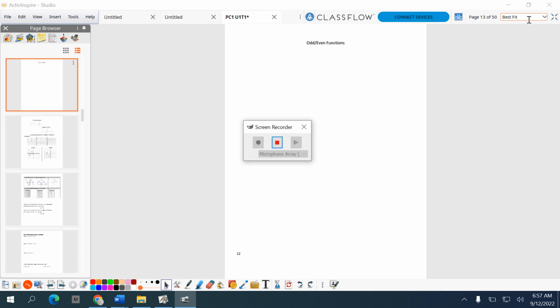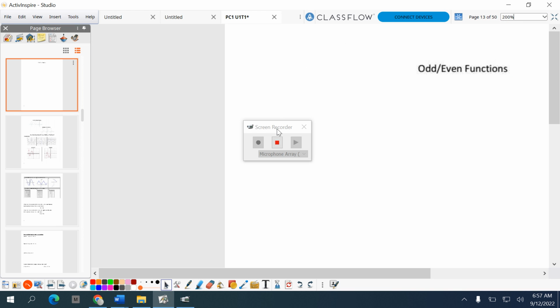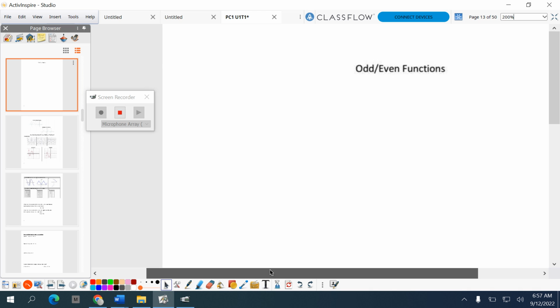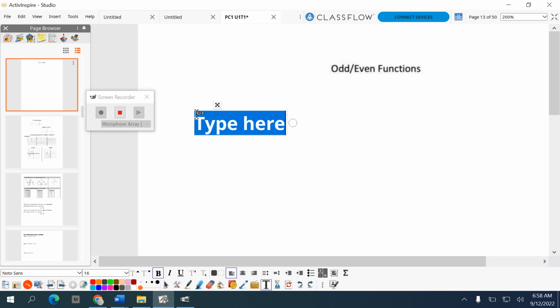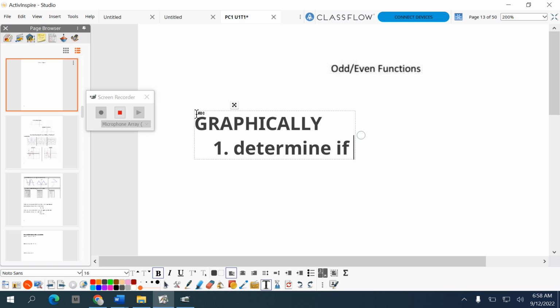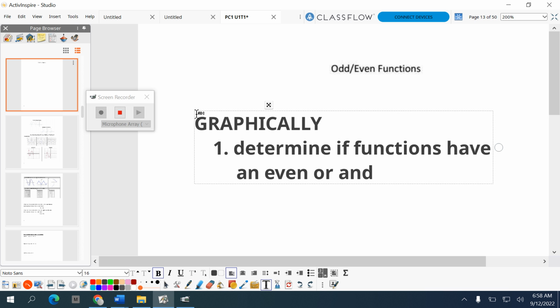Welcome back, guys. This week we will look at even and odd functions. What we want to be able to do is, one, look at those even and odd functions graphically. And we'll recap a little bit, and we're going to determine if functions have an even or an odd degree by the way that it looks.